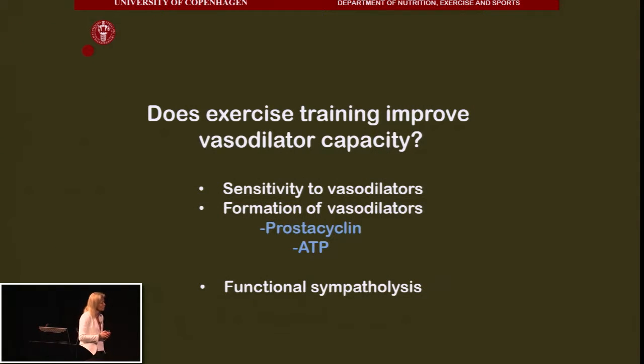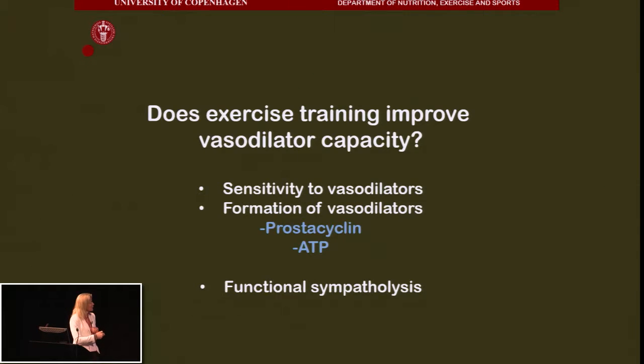And now you have to remember that this is one-leg knee extensor exercise. It's a limited muscle mass. We have no central limitations, and this is, of course, very important. So let's look at whether this increase in maximal flow is accompanied by a change in vasodilator capacities. Do we improve our ability to vasodilate when we train?